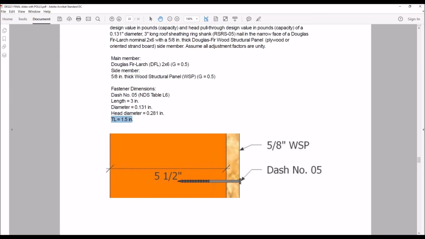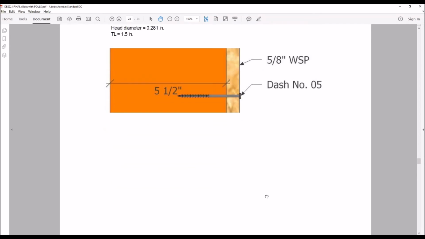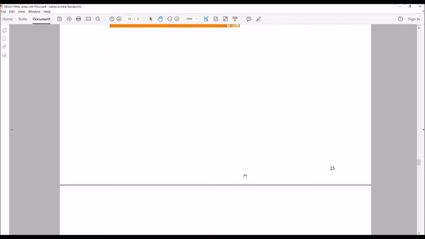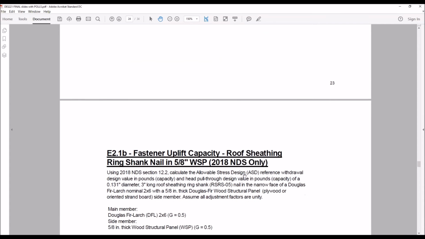So even though you can tell that there is additional main member penetration of this nail, where we have this smooth portion of the shank along here, that is not included in the withdrawal calculation. So let's go into some of the numbers and you can see what I mean.